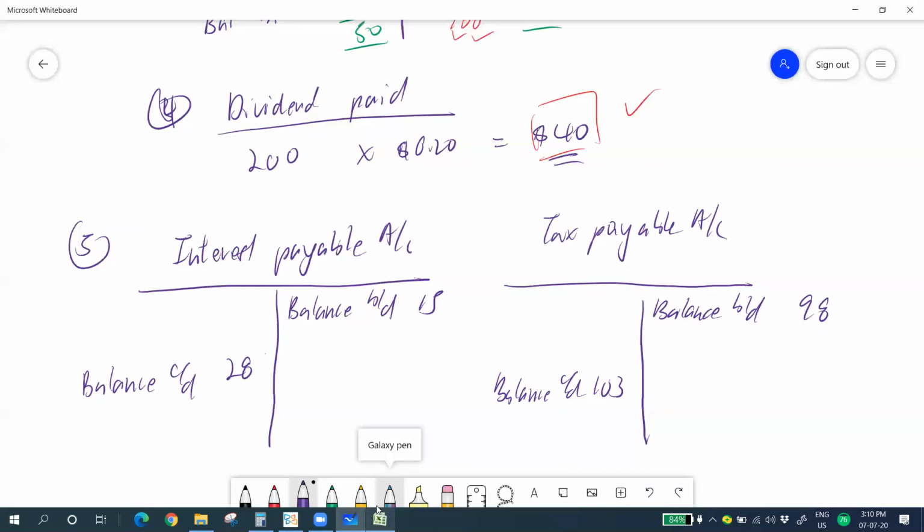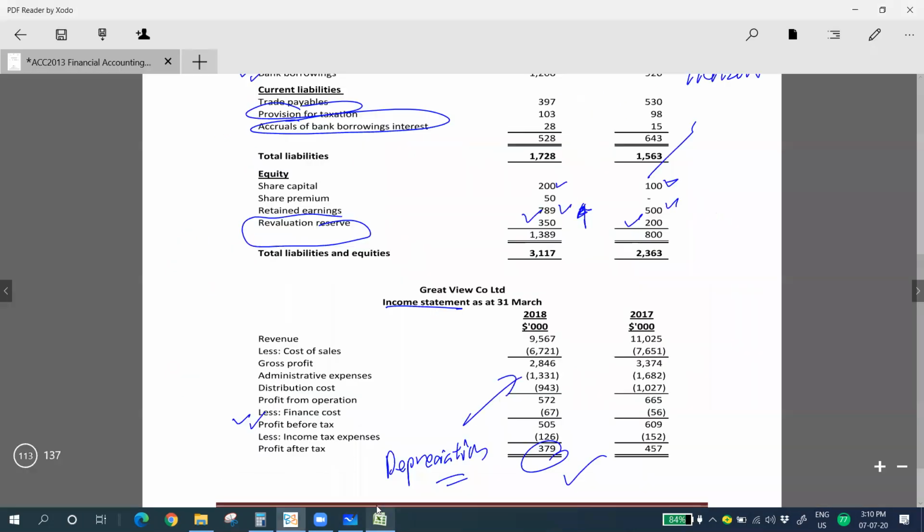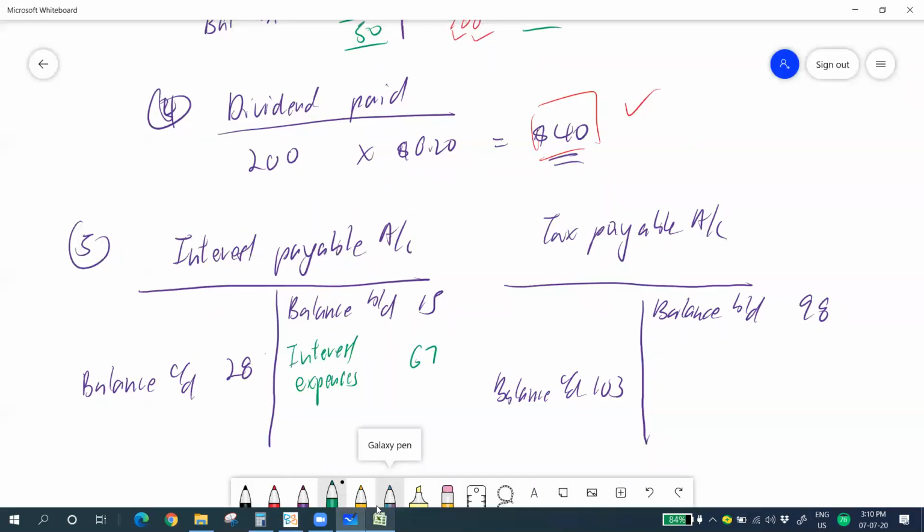So we include the known amount first. We have interest expenses, right? Interest expenses during the year, 67. So we get total 82 here. So the payment is 54.